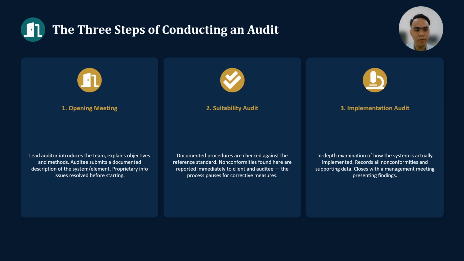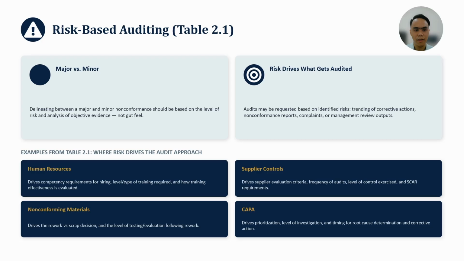So this concludes with the closing meeting with the auditee management for a presentation of findings. In some cases, the auditor may be required to recommend corrective measures for improving the system, but it's up to the auditee to actually plan and implement these measures in whatever way best suits the organization.